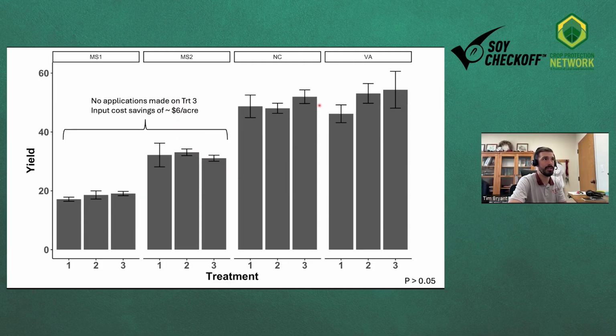North Carolina was a similar story to Virginia. They made an application for both stink bugs and soybean loopers at a similar stage as we did in Virginia. But again, no significant difference in the yield there, although there was a numerical difference on average with that threshold treatment.